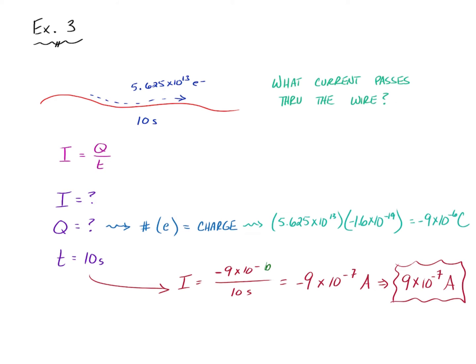I'm going to divide that by 10 seconds, and you get negative 9 times 10 to the negative 7th amps. It would actually be 90 microamps, but don't worry about that. 9 times 10 to the negative 7 amps. Just realize sometimes we may have to go outside of this equation in order to convert maybe electrons to charge or vice versa.